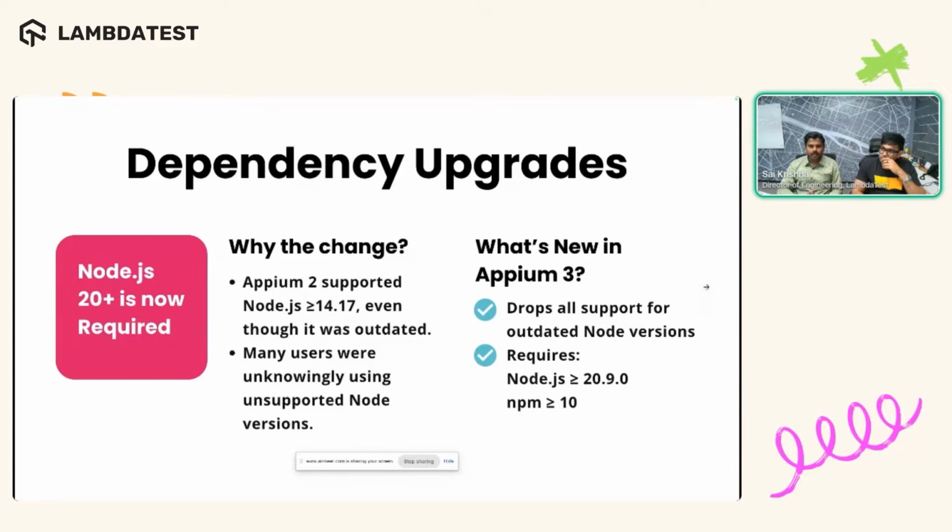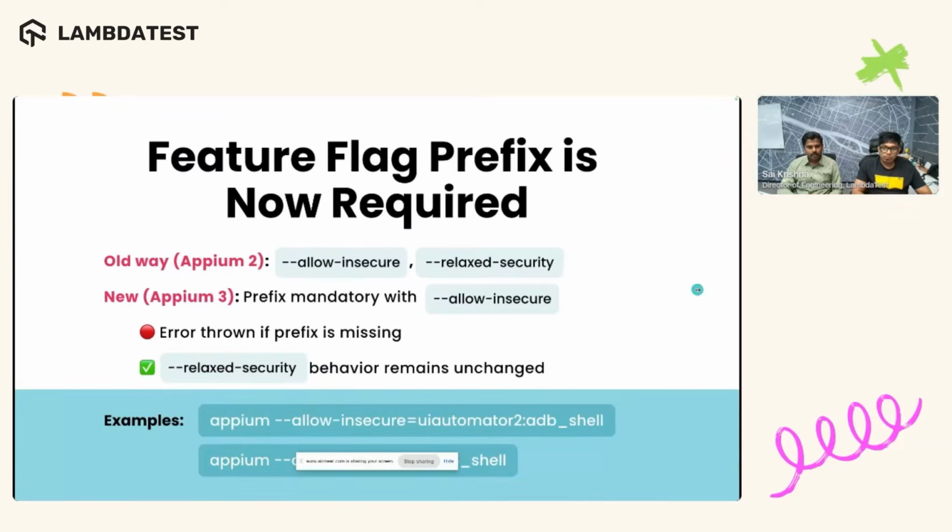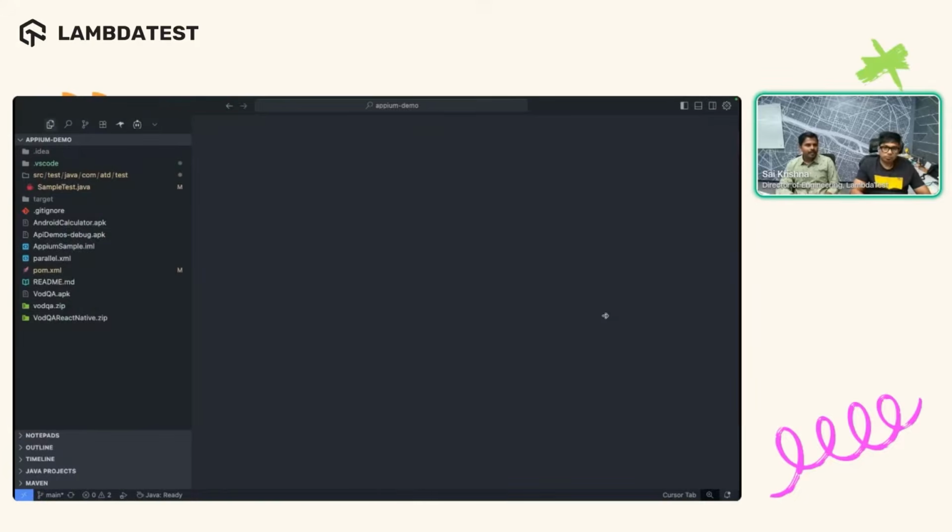Any changes in the Appium commands, we are going to look at. Is there anything that I need to be worried about? We are going to look at it in the upcoming slides. Cool. Feature flag prefix. Maybe we can go ahead and install Appium 3.